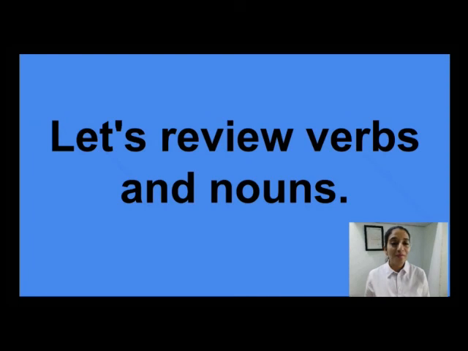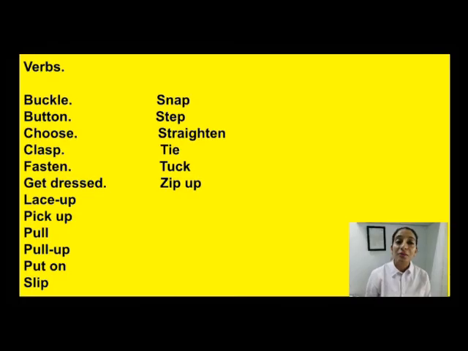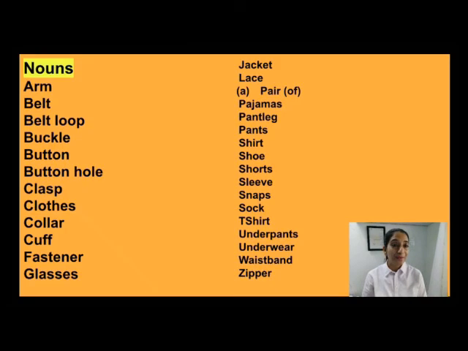Now let's review the verbs and nouns we have come across in this chapter. So the verbs are buckle, button, choose, clasp, fasten, get dressed, lace up, pick up, pull up, put on, slip, snap, step, straighten, tie, tuck and zip up. Nouns are arm, belt, belt loop, buckle, button, buttonhole, clasp, clothes, collar, cuff, fastener, glasses, jacket, lace, a pair of, pajamas, pant leg, pants, shirt, shoe, shorts, sleeves, snaps, sock, t-shirt, underpants, underwear, waistband and zipper.